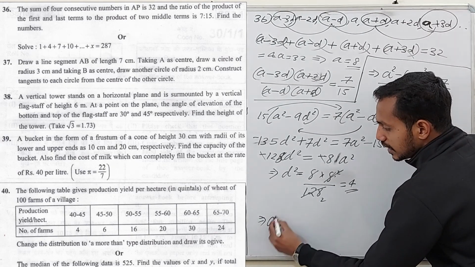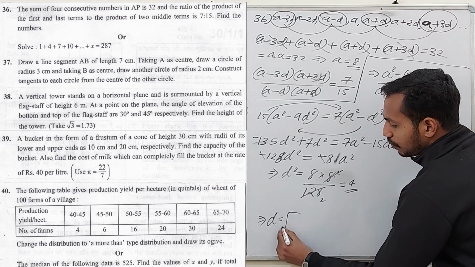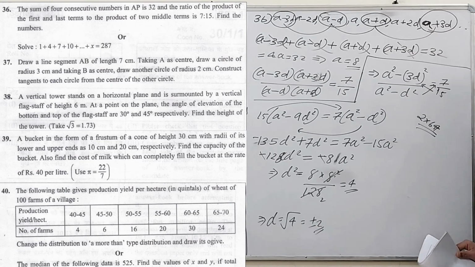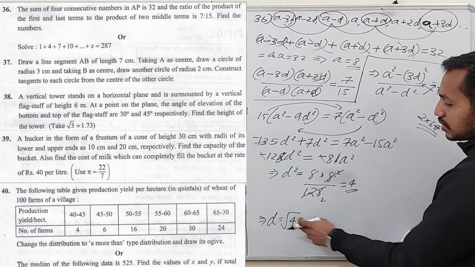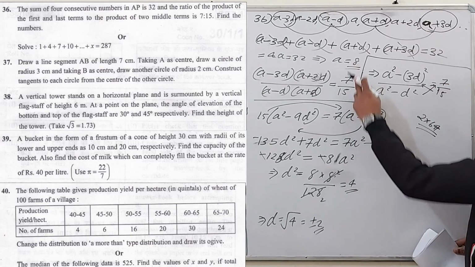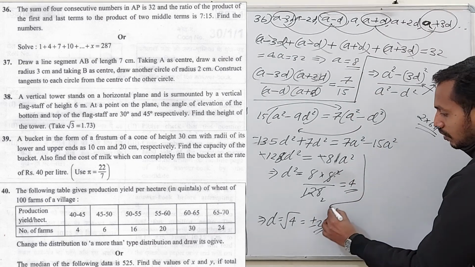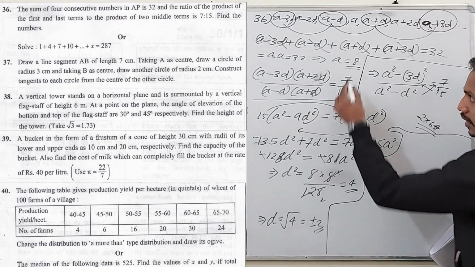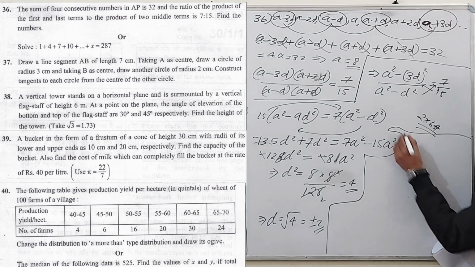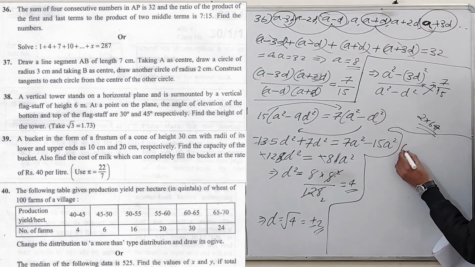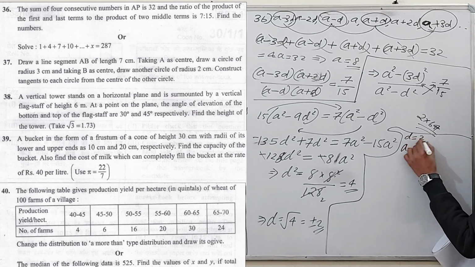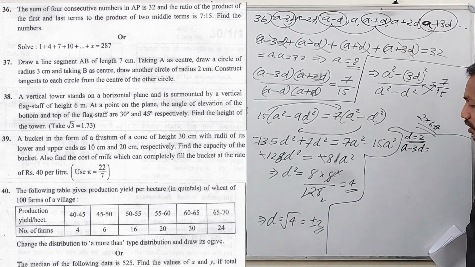That implies d is equal to, taking the square root of 4, plus or minus 2. So now we have the value of d equal to plus or minus 2 and a equal to 8. Putting those values here, a is equal to 8, so the first term will be a minus 3d. We are considering d equal to 2 first, then we can go for d equal to minus 2.